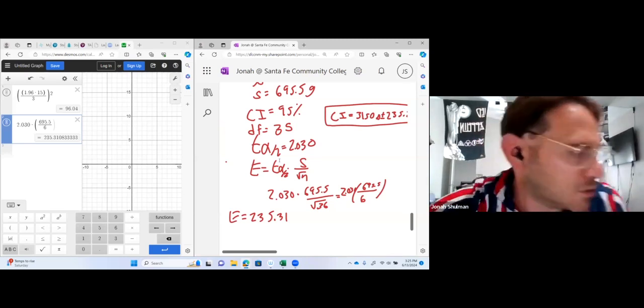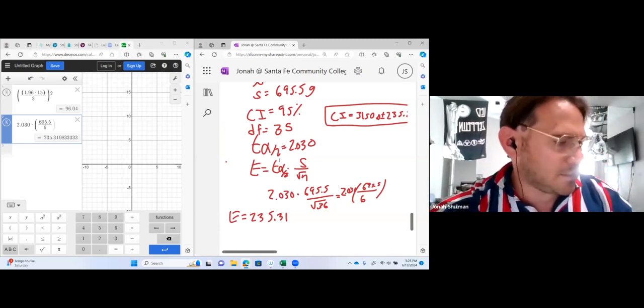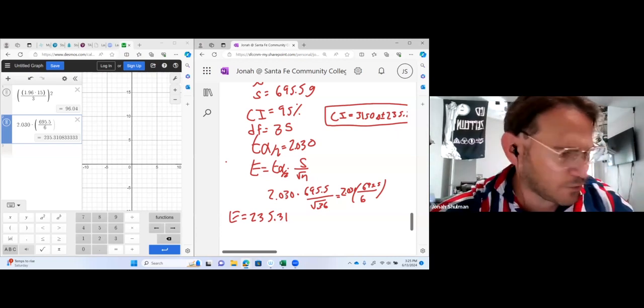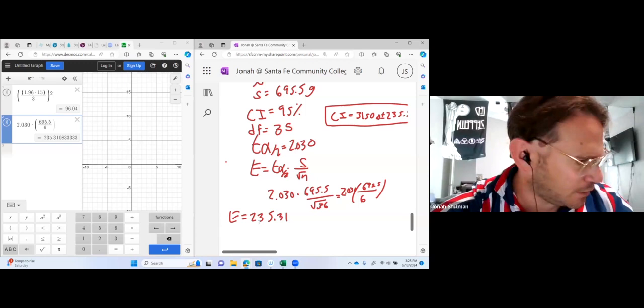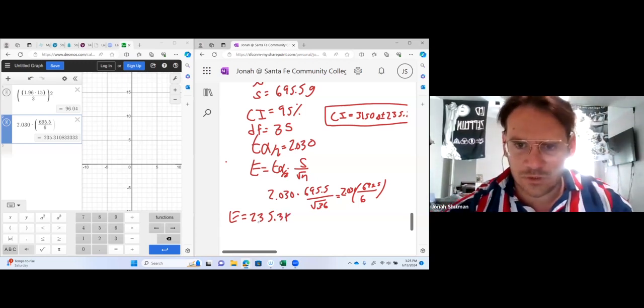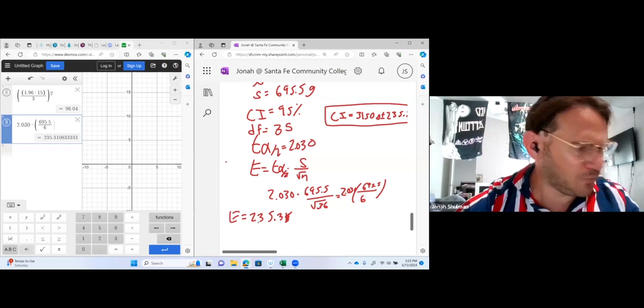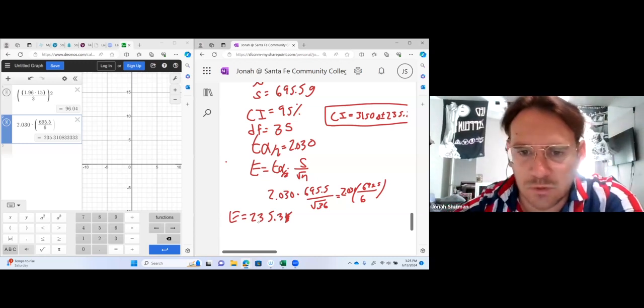Okay, I could look in the book. It says that t statistic is 2.030. That's what we got. It says the error is 235.3. That's what we got. Sorry, they just used 1 decimal place. And the confidence interval. Oh, they actually did both of these. So guess what? I might as well write it out.